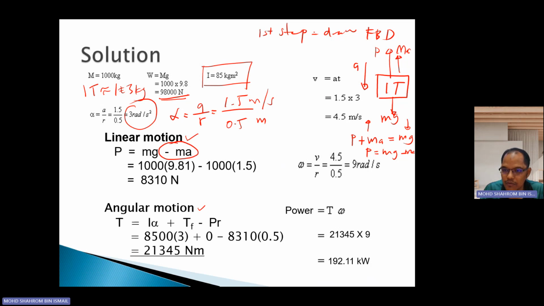This is the whole fundamental of the physics. That's why I said the direction plays a very important part for you to solve the problem. Inserting all the values is very easy, and then you calculate, and you manage to get the load to be around 8,310 Newton.